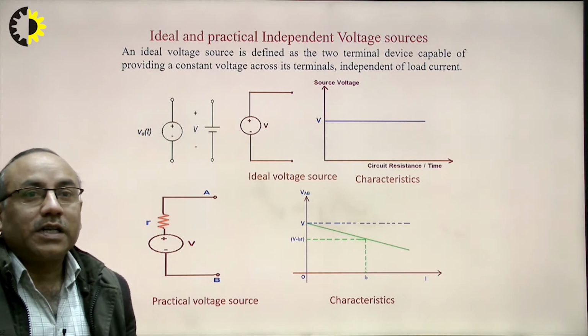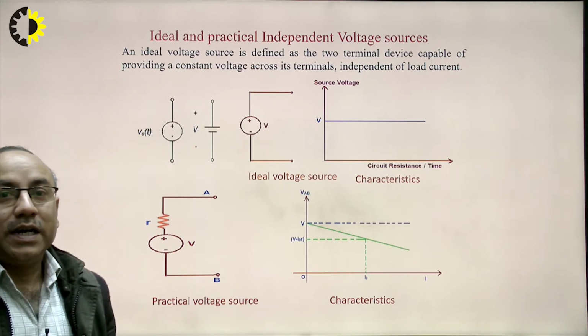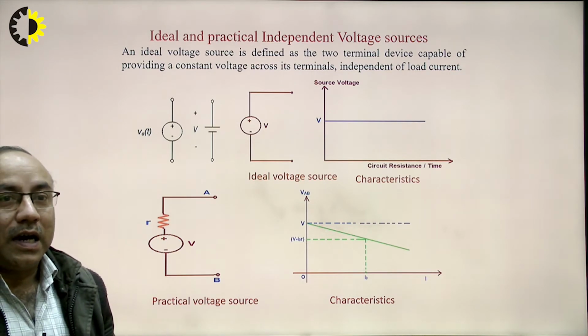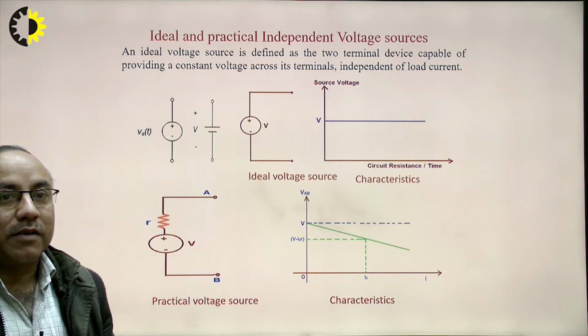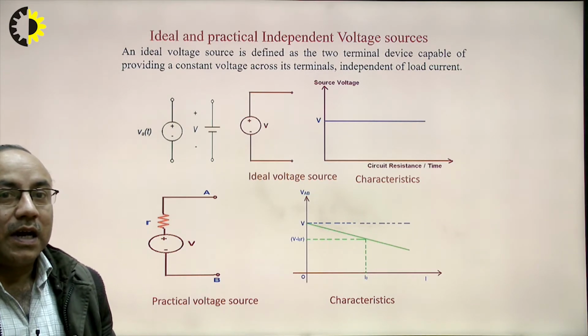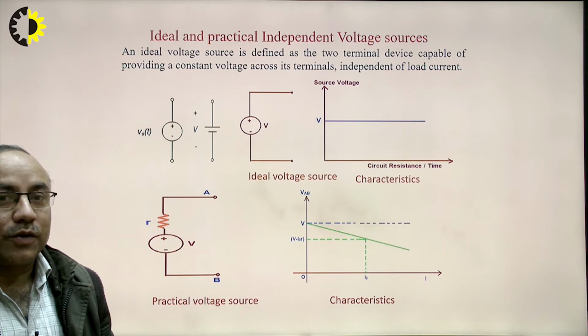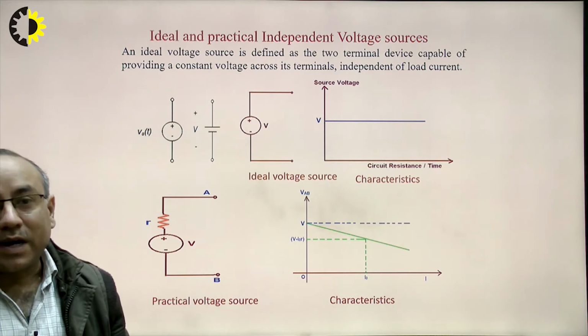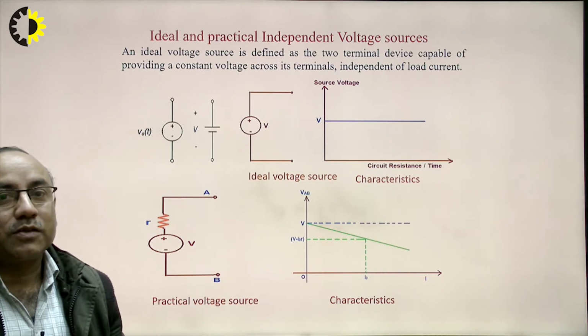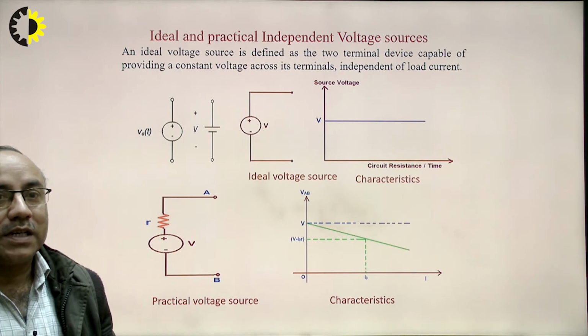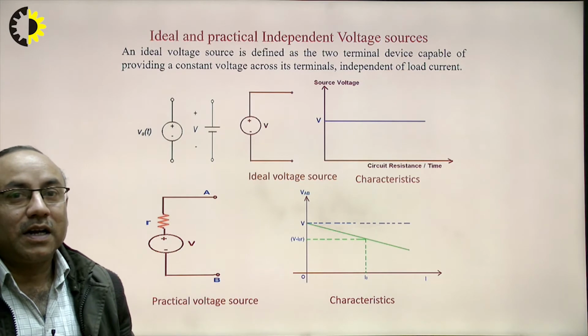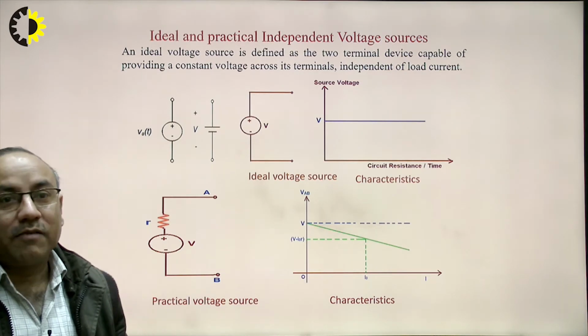So, an ideal voltage source is a two terminal device that is capable of providing a constant voltage across its terminals, independent of the load current. Meaning to say, whatever is the load current passing through the source, the terminal voltage remains the same. It does not change with the change in the current in the ideal voltage source.